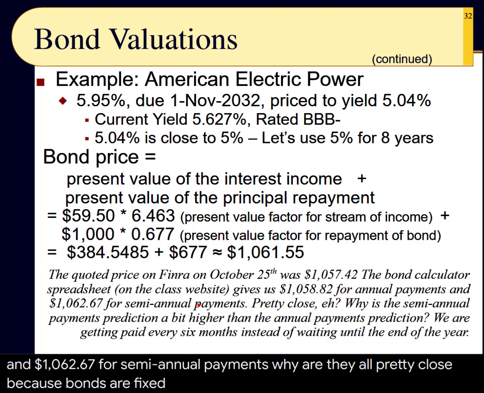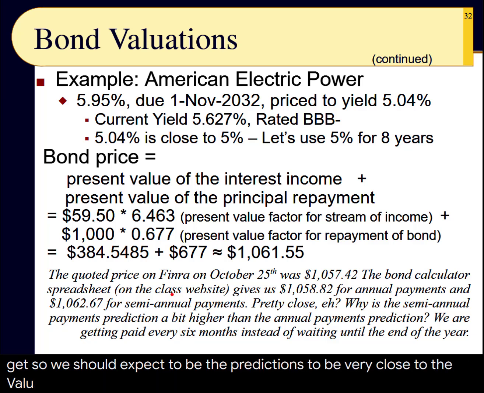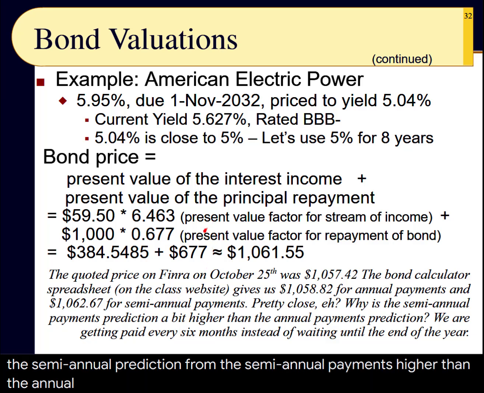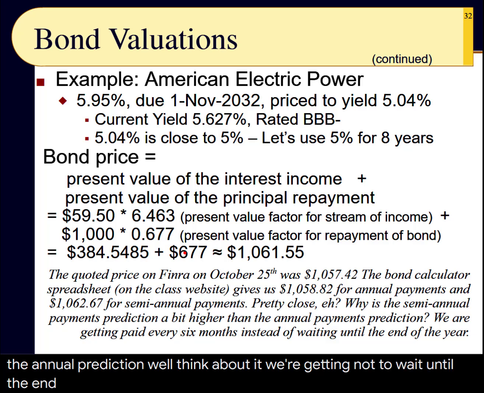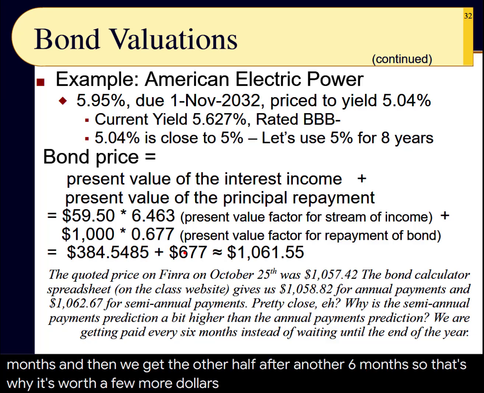Yeah, unless there's a default, we know what we're going to get, so we should expect the predictions to be very close to the valuations, and that's exactly what we get. Now, why is the semi-annual prediction from the semi-annual payments higher than the annual prediction? Well, think about it. We don't have to wait until the end of the year to get $59.50. We get half of that after 6 months, and then we get the other half after another 6 months. So that's why it's worth a few more dollars.